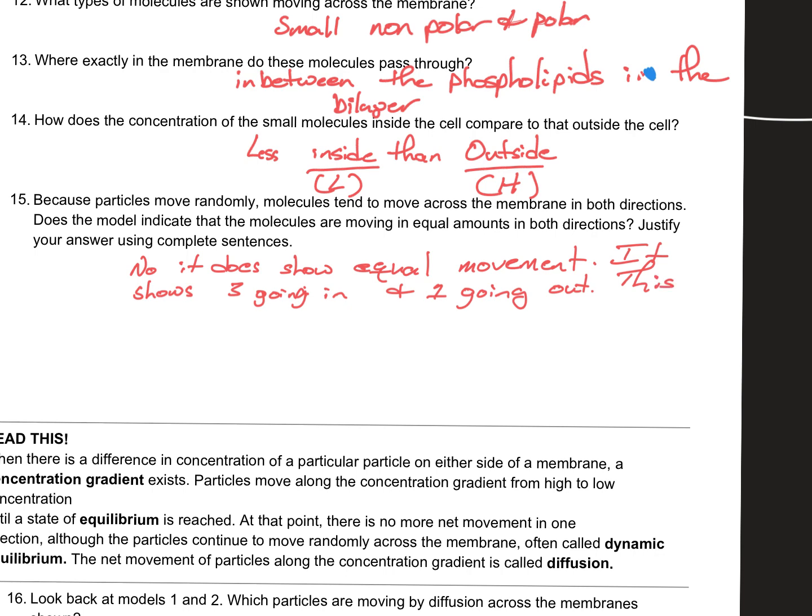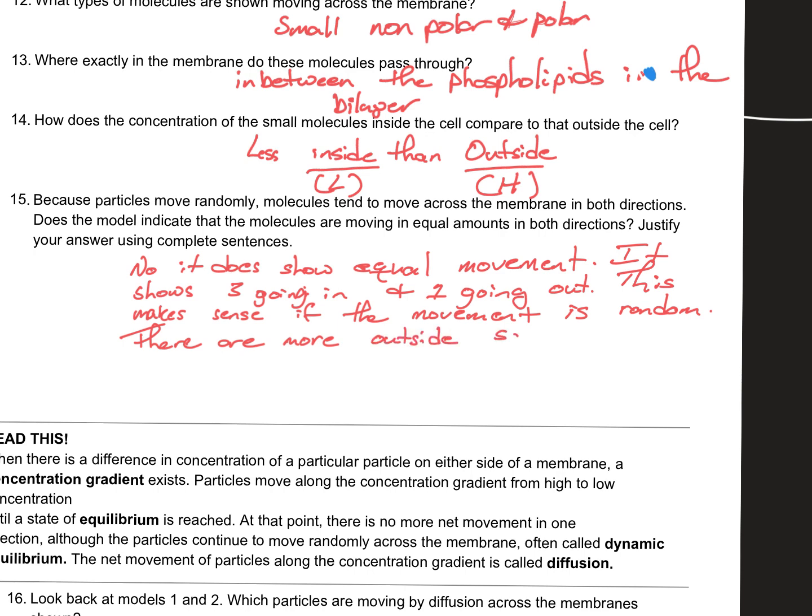This makes sense if the movement is random. There are more outside, so randomly you would expect more to come in than leave.